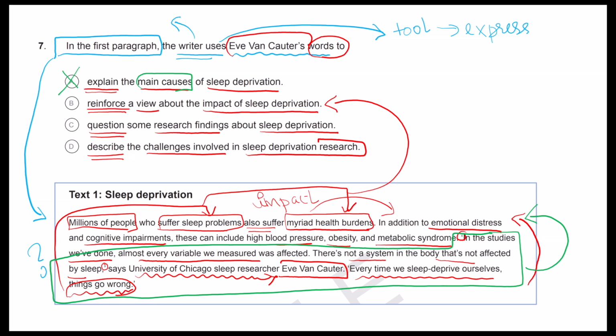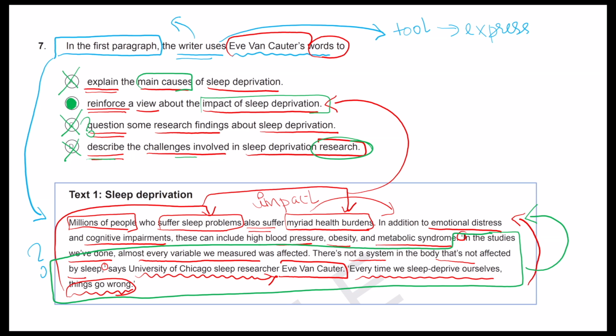Reinforce a view, that's possible because there is the impact of sleep mentioned. But let's look at option C and D before finalizing option B. Question some research. Is it asking questions? Is it opposing something? No. Actually, the first half and the second half both support each other. So it is not questioning or opposing. So we can eliminate option C. Does it describe the challenges in the research? No, there is no mention of research at all, which means option D can also be eliminated. So our right answer is option B.